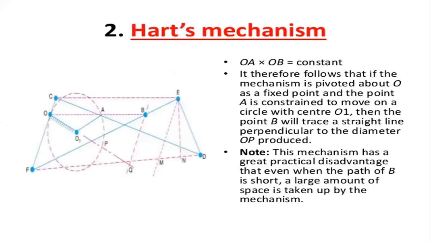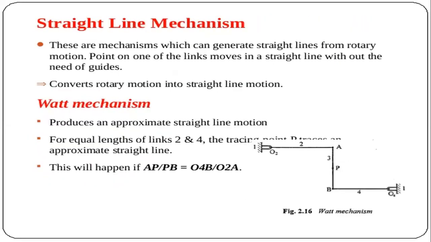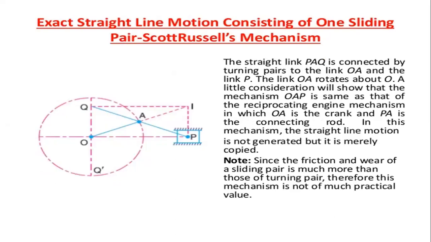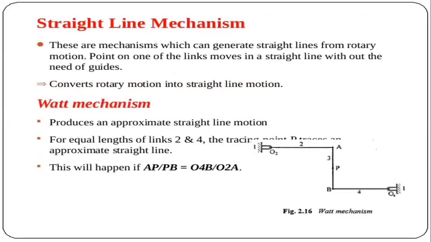So we have already discussed Hart's mechanism in the last class and the Scott-Russell mechanism. In the straight line mechanisms, the next mechanism is the Watt mechanism. In the first unit, we studied Watt's indicator mechanism, but this is simply Watt's mechanism. This mechanism is far different from the Watt's indicator mechanism which you studied in the first unit.